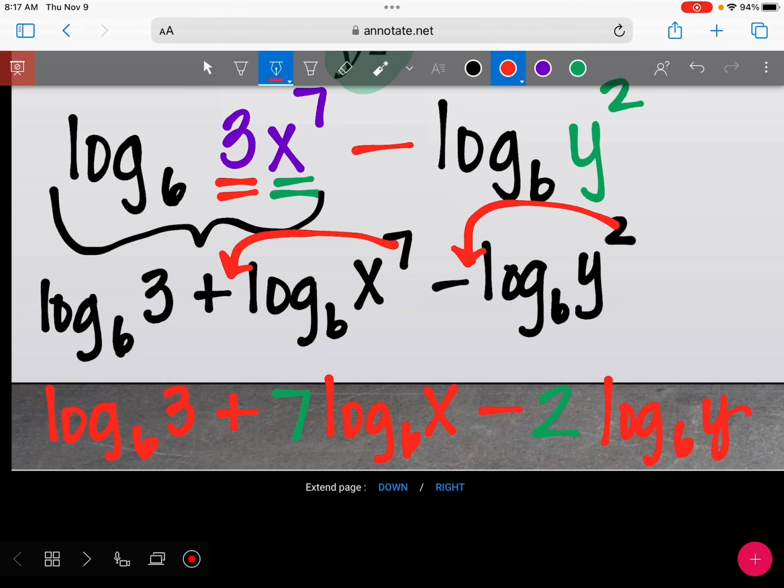When it's a log being multiplied, you don't have to expand it into a plus thing? You mean like a log times a log? Yes, we would, but we won't have that though. That's a good question. So that would be your final answer there for expanding.